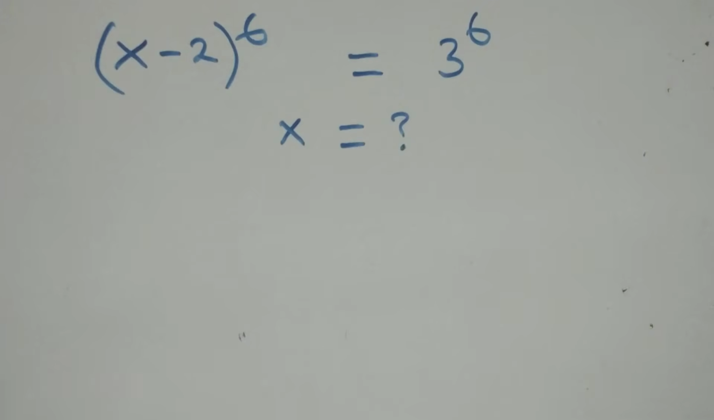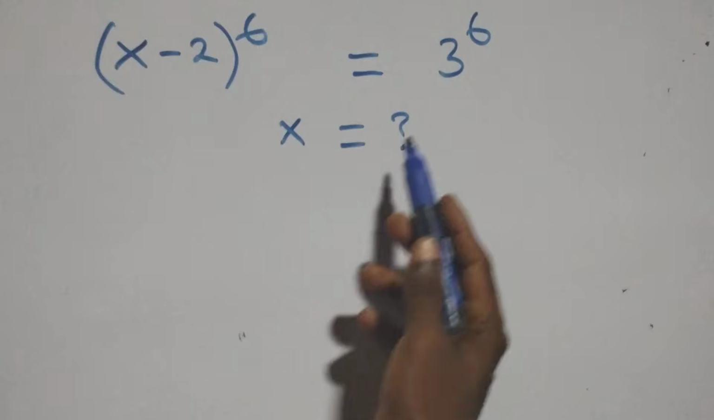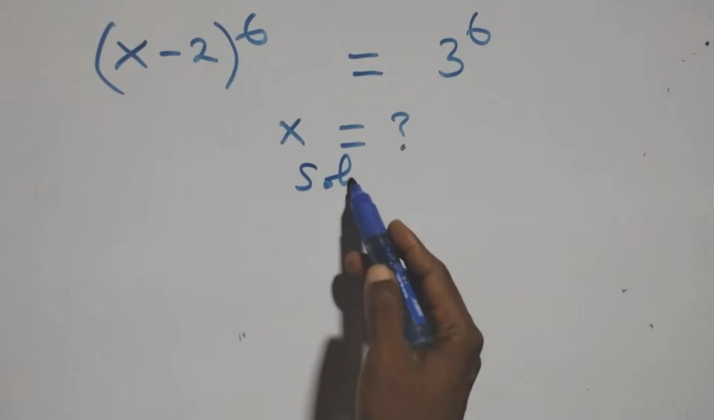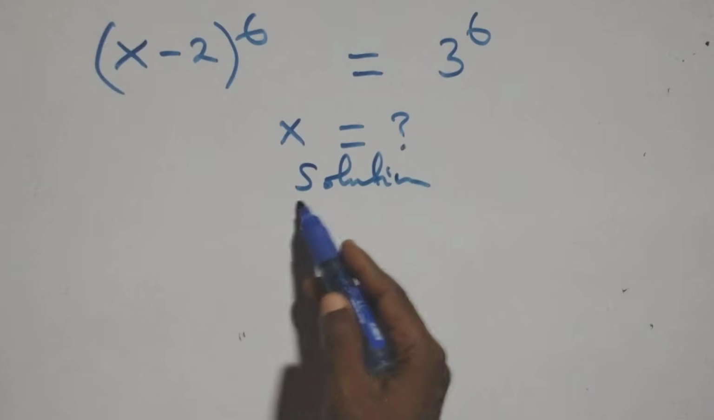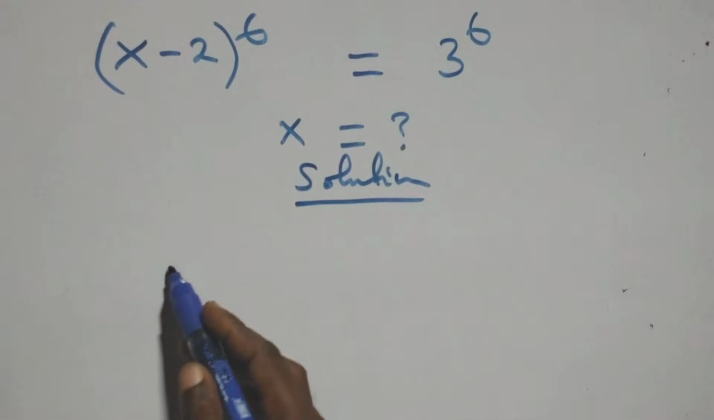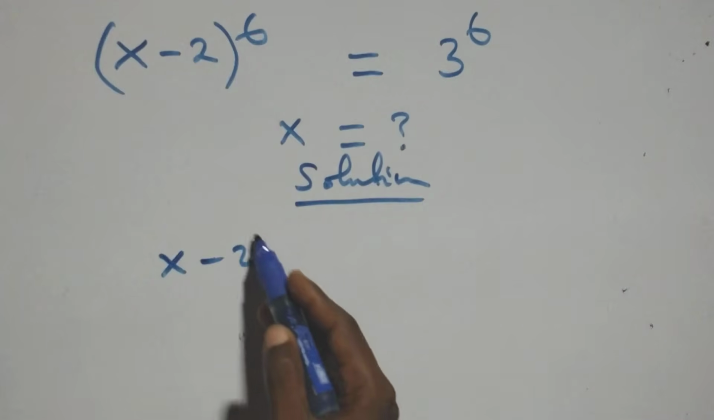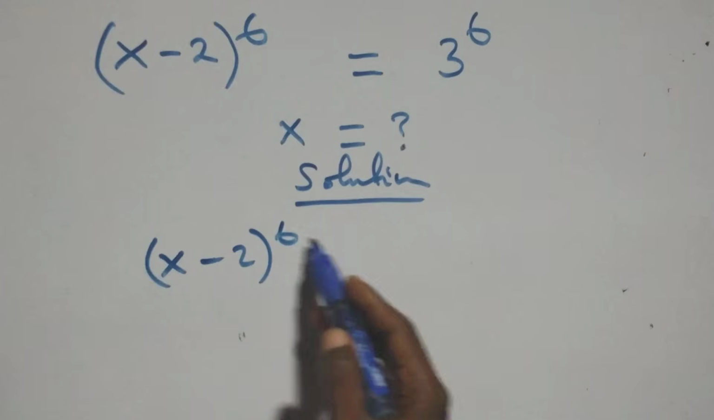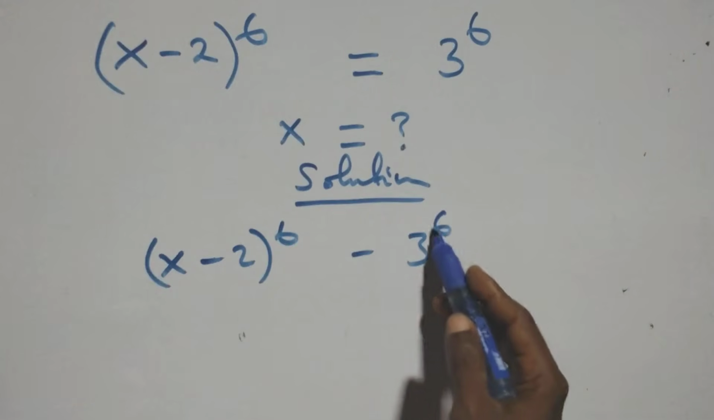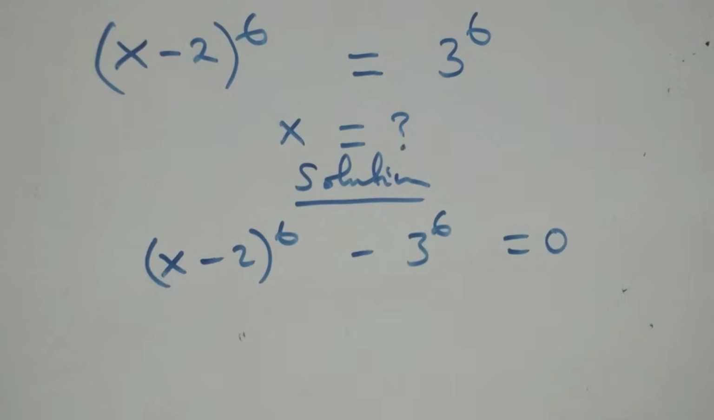Hello, you're welcome. How to solve this nice exponential equation? Solution from here. What we have here, we take 3 raised to power 6 to the left hand side, as we have (x minus 2) raised to power 6 minus 3 raised to power 6 equals 0.